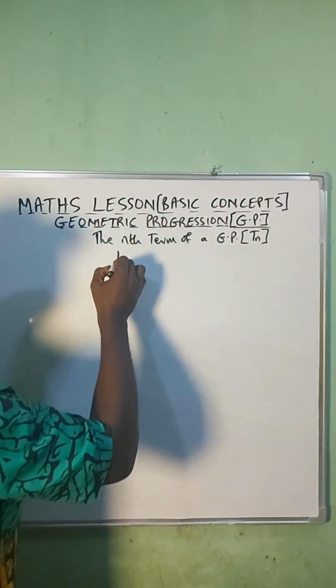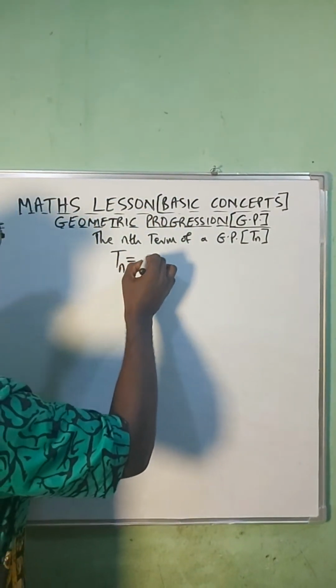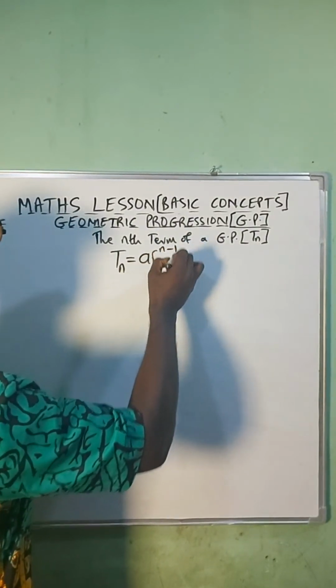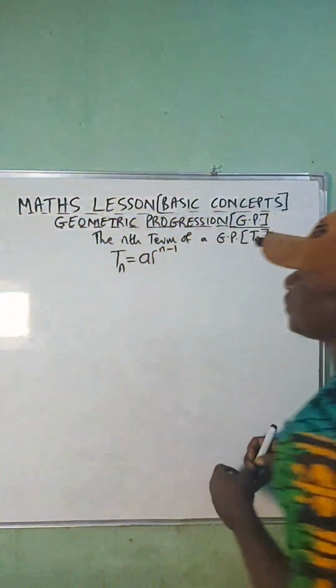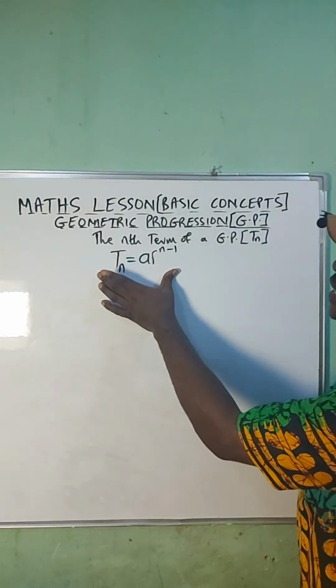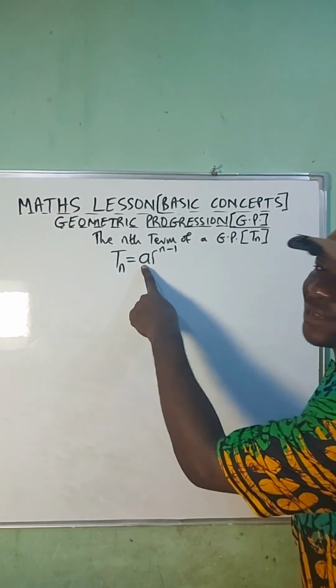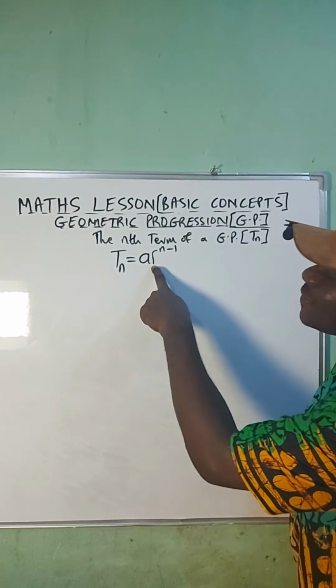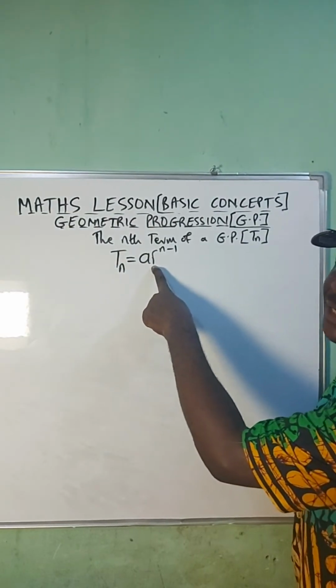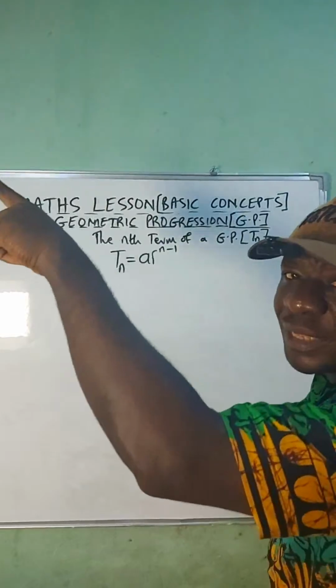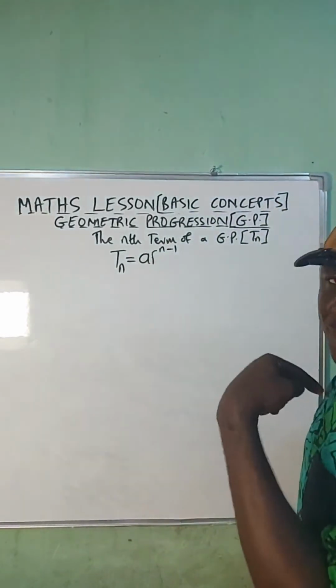Yes, so the nth term, Tn, is equal to AR to the power n minus 1. This is the formula for the nth term of a geometric progression, where A is the first term and R stands for the common ratio, not common difference. Common difference is for AP, while common ratio is for GP.